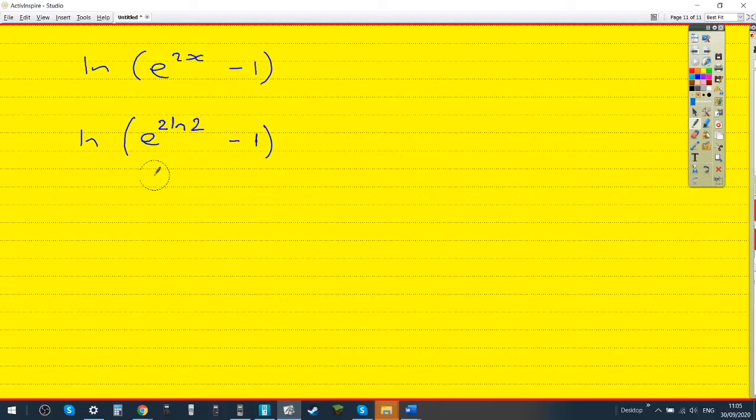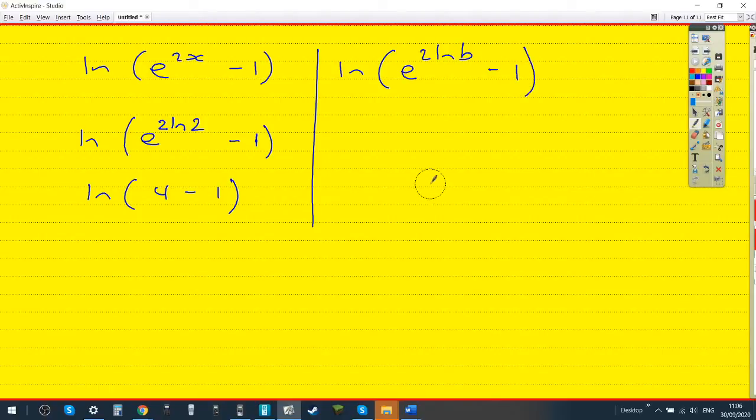4. It is 4. It's because it's the same as e to the ln 2 squared. Very good. So that is 4 minus 1. What about the ln b part? Ln e to ln b. And you can use this one to help us. What are we trying to get b as?